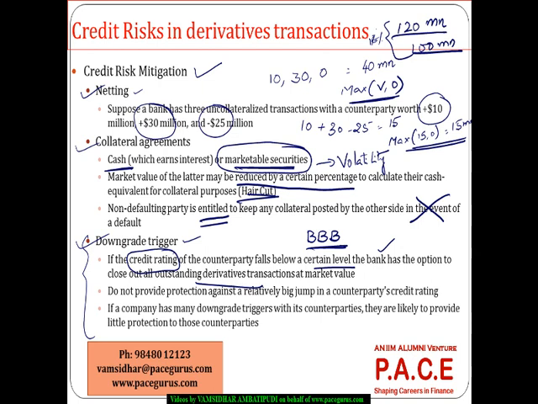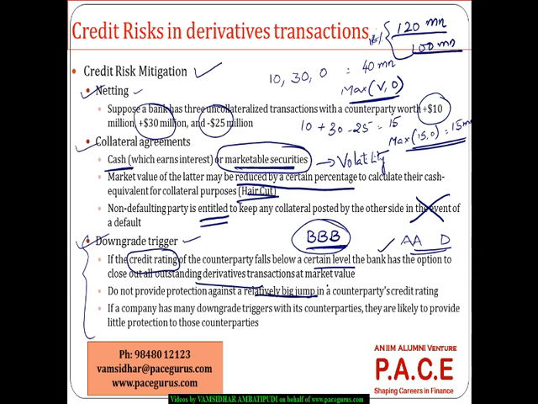So it doesn't need to continue all the trades in the future. It need not wait until the default to occur. As a precautionary step, it can very well close all the existing transactions with the counterparty. However, if this drop is a gradual drop, it is fair enough. But if there is a kind of a big jump, let's say from AA rating it has gone to default, probably there is nothing much this downgrade trigger also can do, right?